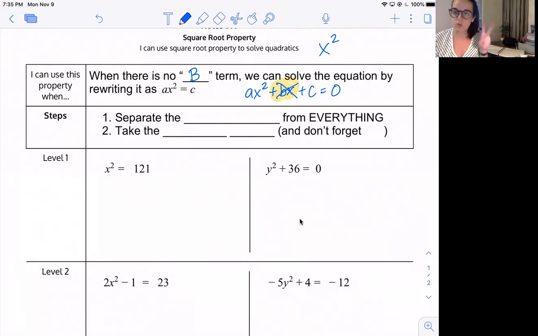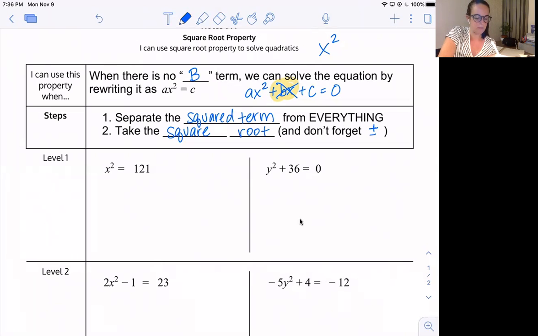So there are two major steps. The first step is to separate the squared term, or the a term, from everything else. And then we're going to take the square root. And we want to never forget the plus or minus. Anytime you take the square root, you have both a positive answer and a negative answer. So let's go ahead and try our level 1 question.